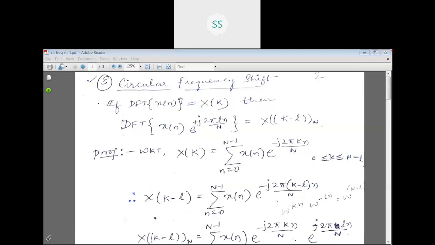So here, this x of n is a discrete time sequence that we have been using, and for that, what is X of k, that is also known. Now what we are trying to find in this is the DFT of a sequence x of n which is multiplied by another frequency shift component e to the power of plus j 2 pi ln by N. Now, how much is the frequency and all we can calculate based on the L value here.